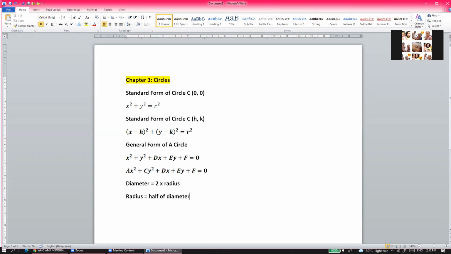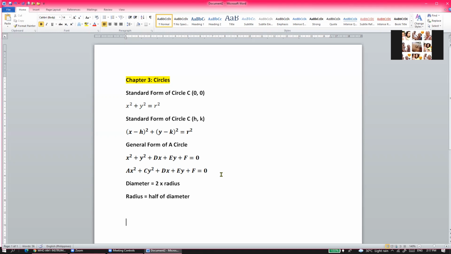Okay. Now let us talk about the concept of the analytic circle. Kapag analytic circle, 2D lang tayo. We have the x and the y axis. Okay? Pero kapag naging 3D yan, ang circle ay magiging sphere na siya.